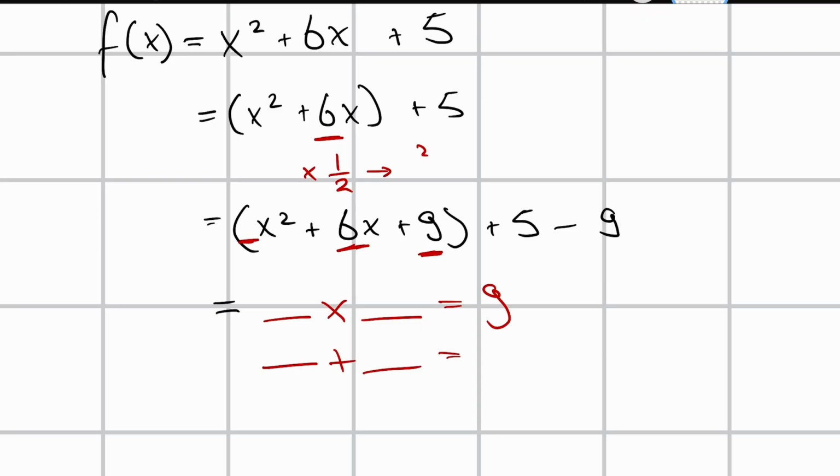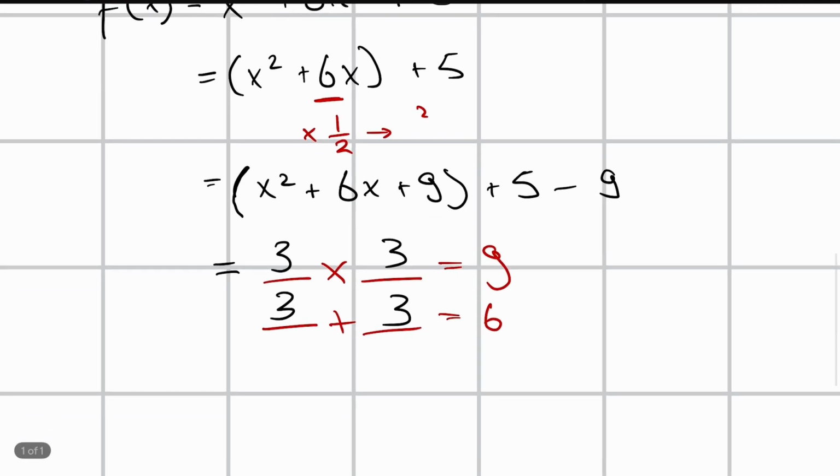Let's change that up a bit. There you go. Okay? So let's go back here. Something times something would equal 9, and something plus something would equal the middle value. This is fairly simple. We can do 3, right? 3 times 3 would equal 9, and 3 plus 3 would equal 6, which just gives us (x plus 3) squared plus 5 minus 9, of course. But this here is still the same as the one above.